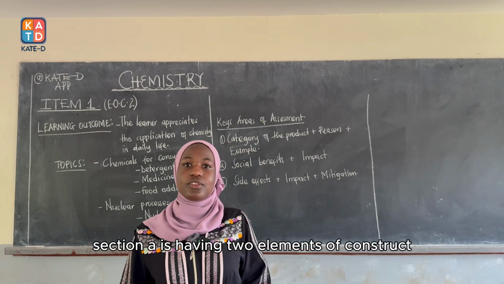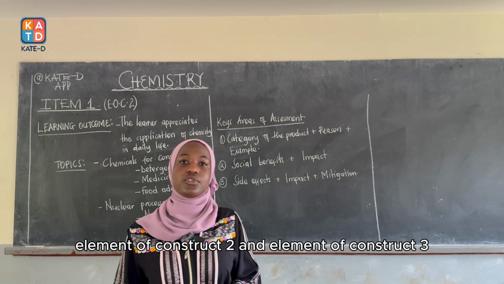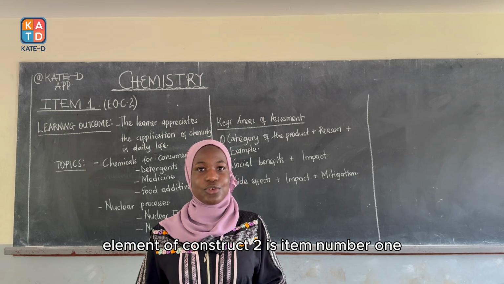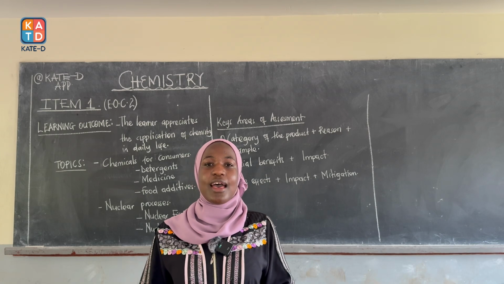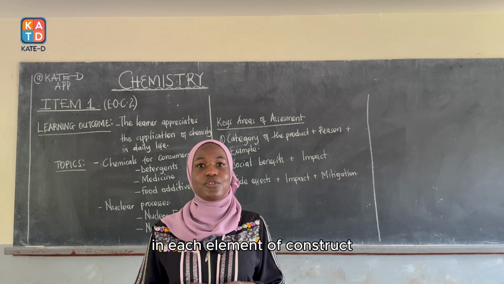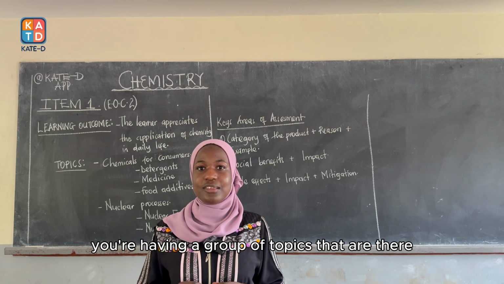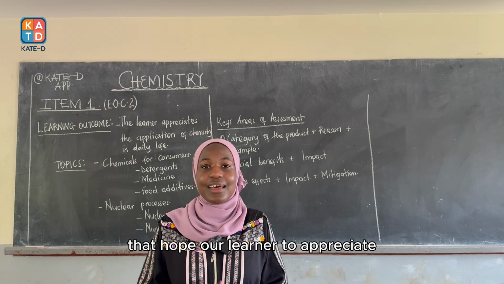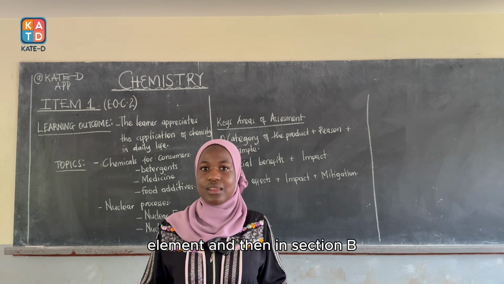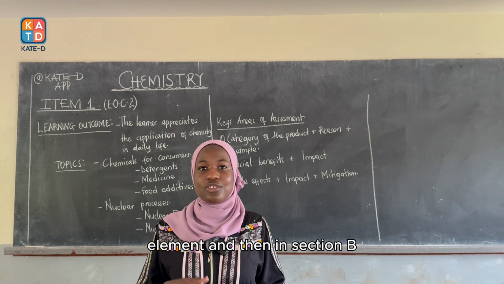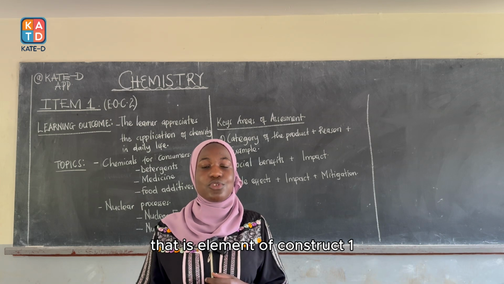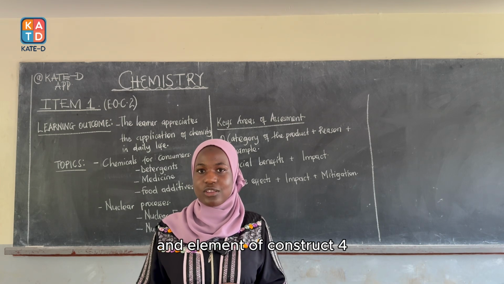Section A has 2 elements of constructs, element of construct 2 and element of construct 3. Element of construct 2 is item number 1, and element of construct 3 is item number 2. In each element of construct, you have a group of topics that help our learner to appreciate whatever learning outcome is set for that element. And in section B, we also have 2 elements of constructs: element of construct 1 and element of construct 4.